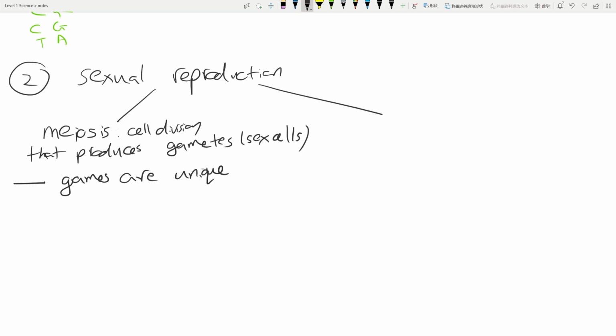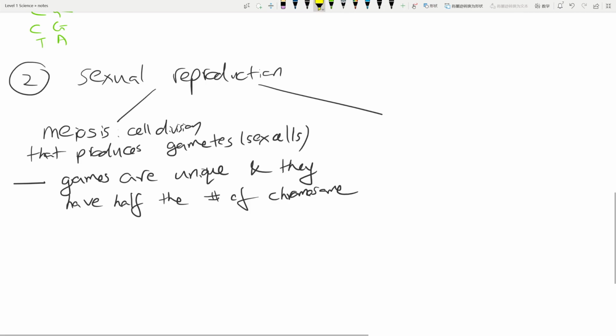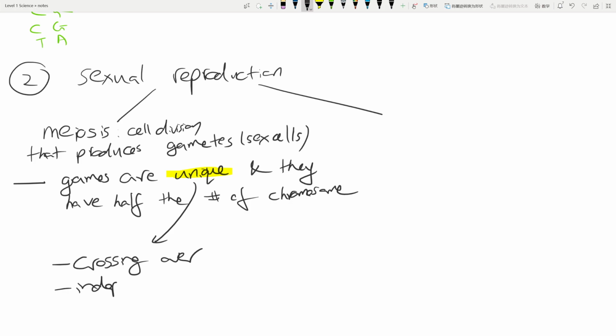They're all unique from each other, and they're all unique from the parent cells, and they only have half the number of chromosomes compared to the parent cell, because they split twice. Why half? Because you need two parents to fertilize, so you get half from each parent, and then boom, you have a full set. Now how are they unique? Because of the process of crossing over and independent assortment.